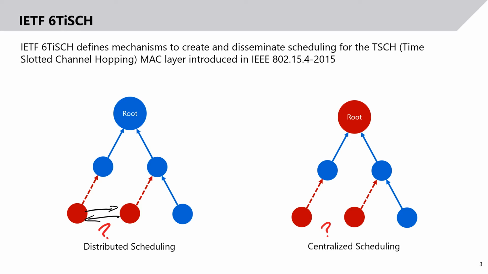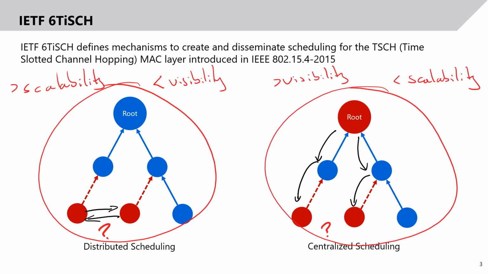In the distributed scheduling approach, nodes will communicate amongst themselves and their neighbors to define an optimal local schedule, but this is done without a view of what's going on in the rest of the network. In the centralized approach, nodes will go over multiple hops to ask a root node or a controller to come up with an optimal solution for them, and this root node or controller is able to do this with a global view of what's happening within the network itself. What this means is that the distributed approach is more scalable but has less visibility, whereas the centralized approach has greater visibility but is less scalable.